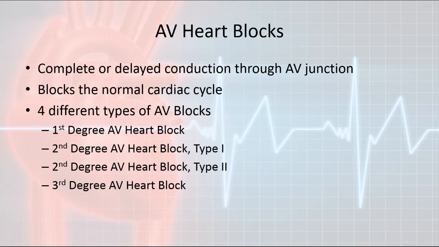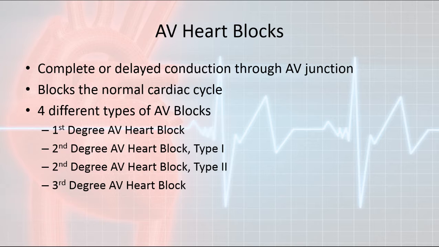Today we're going to cover atrioventricular heart blocks. A heart block is a complete or a delayed conduction through the AV junction. That would be the AV node or the His bundle. What it does is it blocks the normal cardiac cycle.